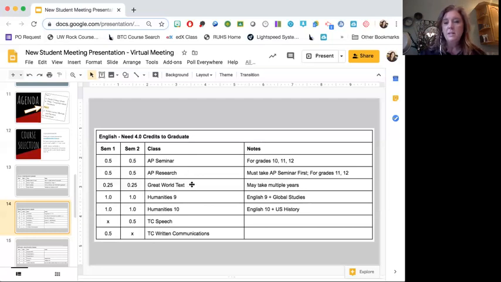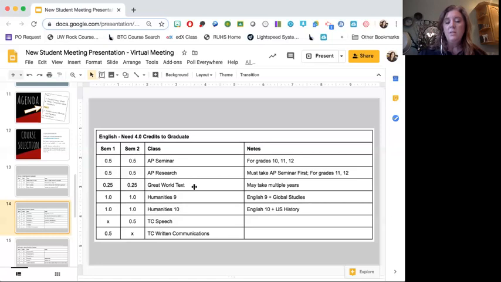Great World Text is another class that we offer for English credit, which is a little bit different. It is only a quarter credit first semester and a quarter credit second semester. So Great World Text is just a half credit class. Normally half credit classes are just a semester long. However, because of an end of course project, this is split up over 2 semesters. So it will be a quarter credit first and a quarter credit second.